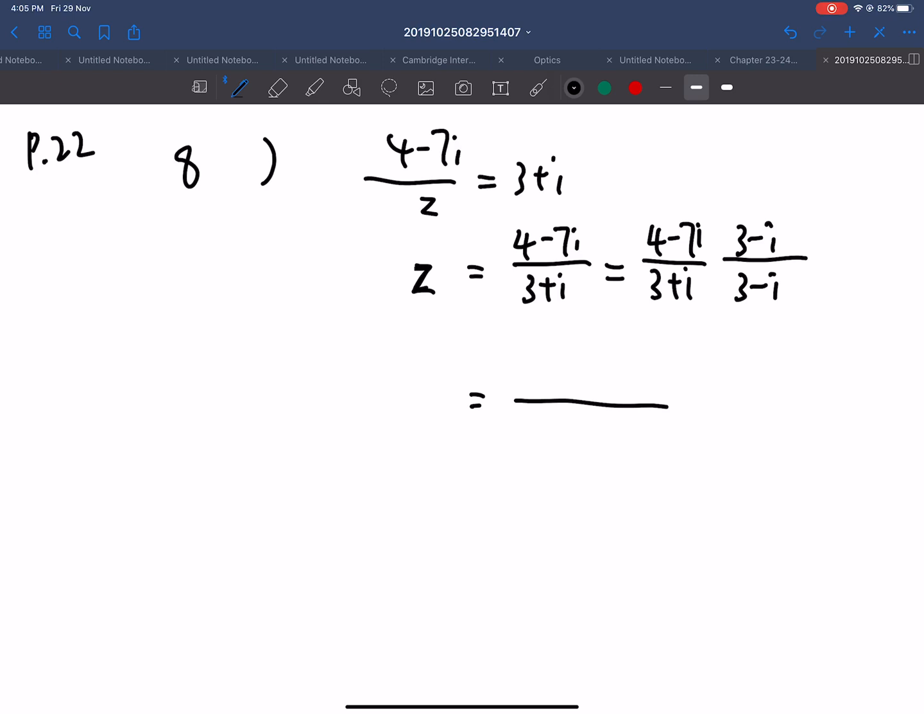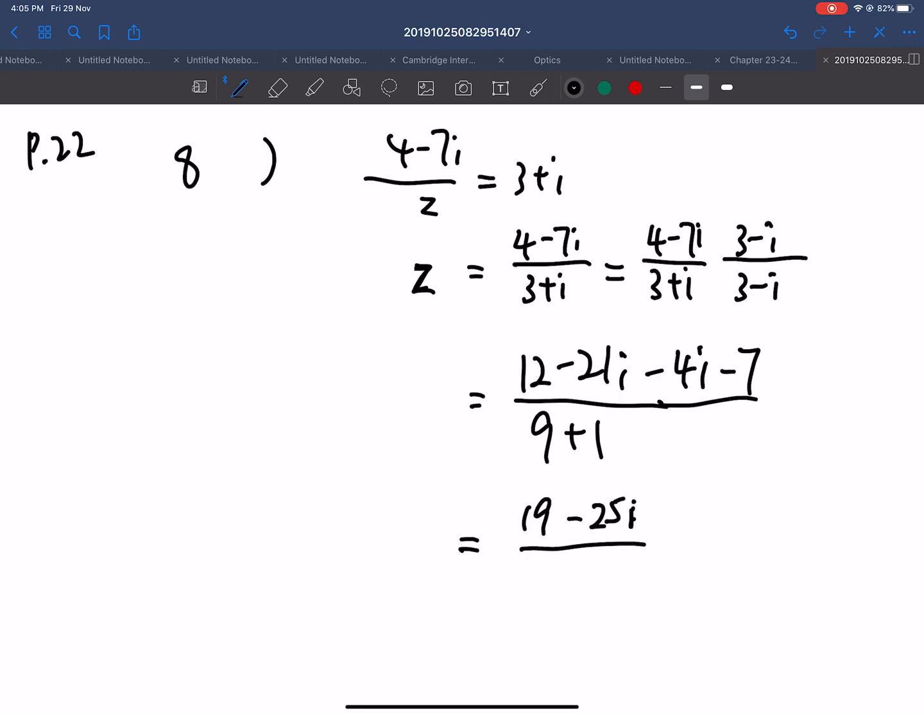It would be 9 minus (minus i squared), that is 9 plus 1, 10. For the numerator, you get 12 minus 21i minus 4i minus 7. Is it? Yes. Something like that. That's it. 5, 10, 21, minus 12, minus 17. Okay? Done. So easy.